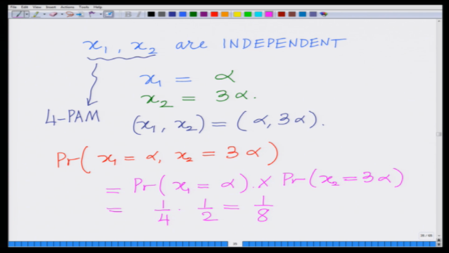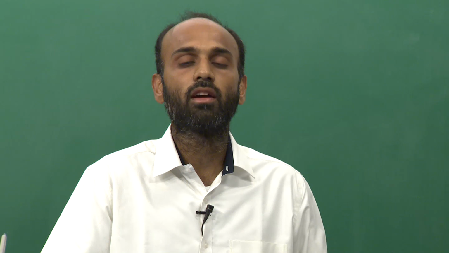So, this is a simple problem where we ask what is the probability that x1 equals alpha and x2 equals 3 alpha, with the two symbols generated independently. We said the probability of this joint event is equal to the product of the probabilities, since these two symbols are independent, which is 1 by 4 times half, which is equal to 1 by 8. So, this is a simple problem.